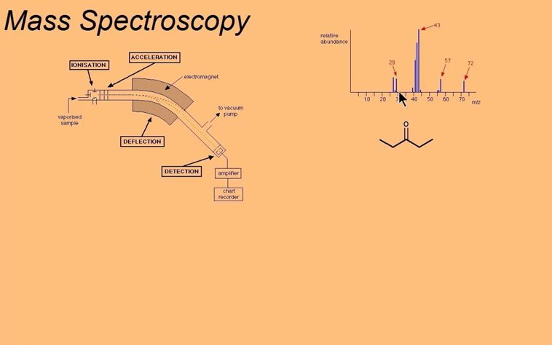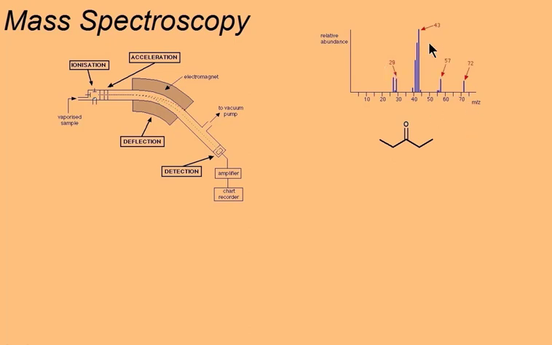So our spectrum shows the mass to charge ratio. Thankfully, most fragments have a charge of 1 plus, and so the mass divided by the charge is still equal to the mass. And we have the relative abundance on the y-axis.